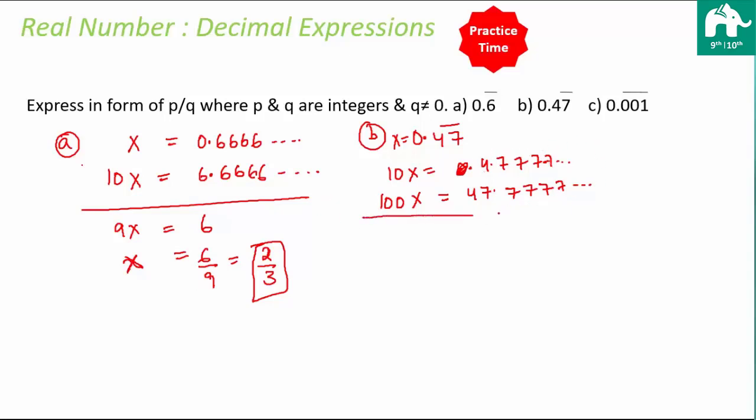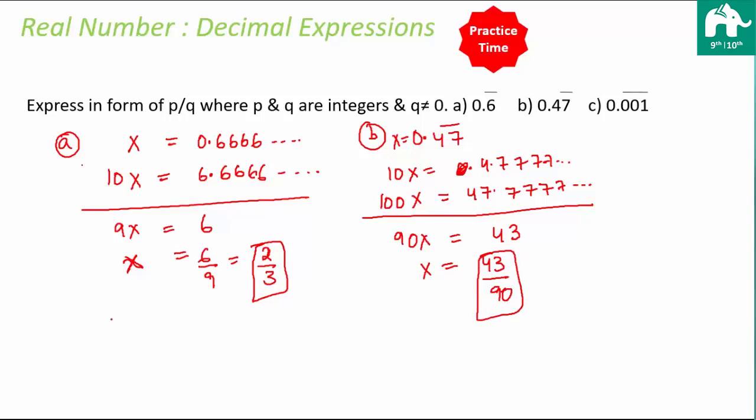So let us do that. Let us subtract 10x from 100x. So we get 90x is equal to 43. So x is equal to 43 by 90. So that's our answer, and that's in the form of p by q, where p and q are integers and q not equal to 0.